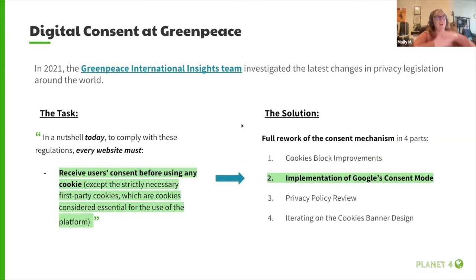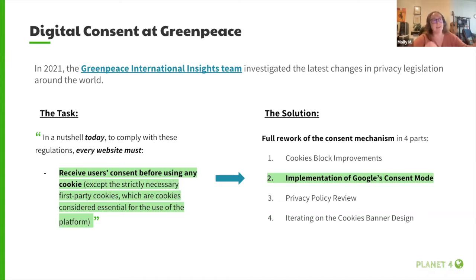So to start off, digital consent at Greenpeace. I'm sure if you've been with Greenpeace for a while, you've heard all about GDPR. There's been many, many discussions over the last few years. But in 2021, the Greenpeace International Insights team took a look at the latest changes in privacy legislation all around the world. So GDPR in Europe, there's different privacy laws that are coming to Africa, and these are things that are likely going to spread all throughout the globe. So it's important for us all to stay familiar with this.